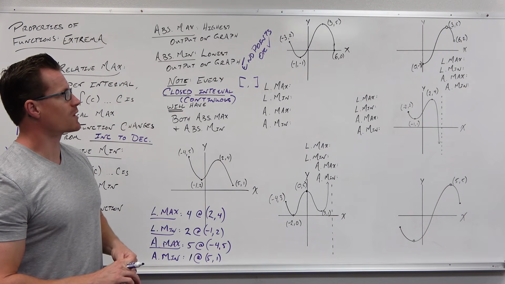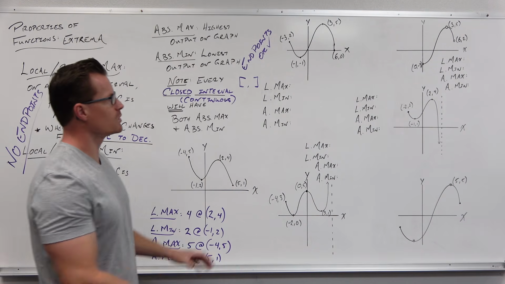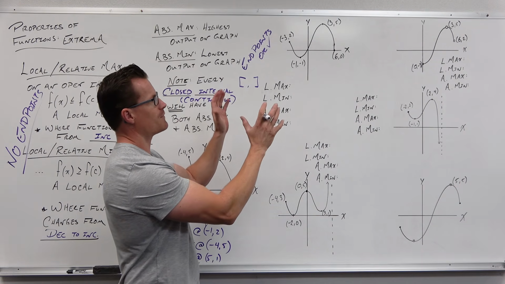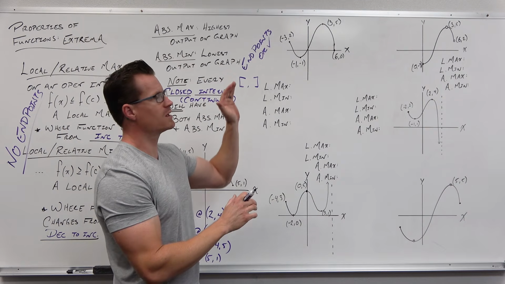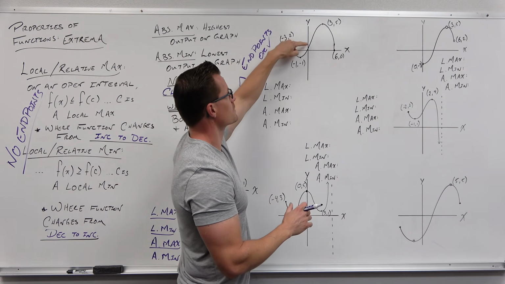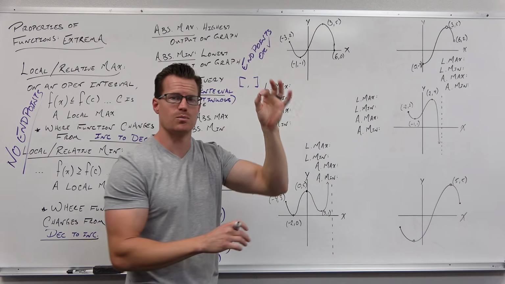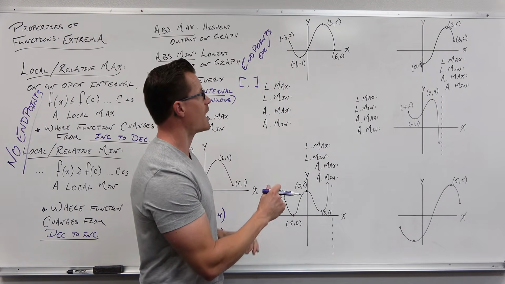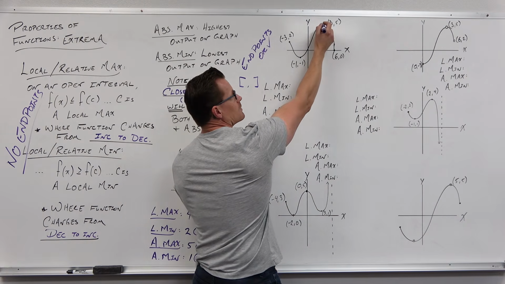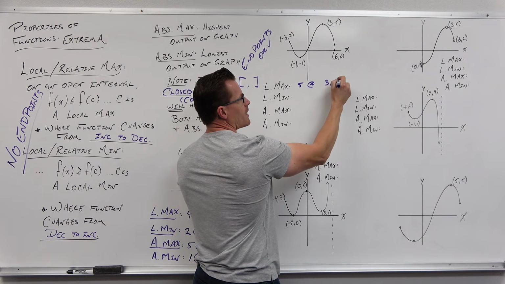So let's go ahead and identify our local max, local min first, and then our absolute max and min. So our local max, we're looking at our graph and seeing where we change from increasing to decreasing. So here I'm decreasing, here I'm increasing, here I'm changing from increasing to decreasing. That's going to create a peak and neighborhood where we have a high point. The local max here, right there, is 5 at the point (3, 5).